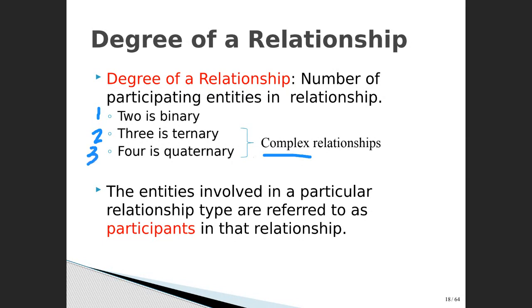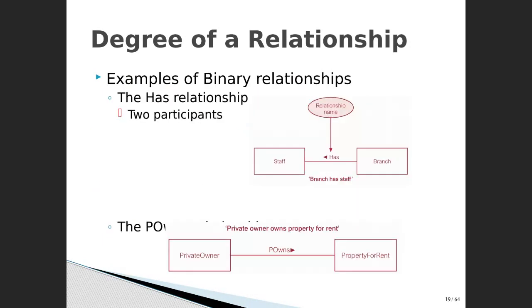Okay, so binary is like what we have discussed: a student takes a course. So ternary and quaternary are complex. There are specific rules that we need to follow to deal with these relationships. All right. So participants are the entity types participating in each relationship.